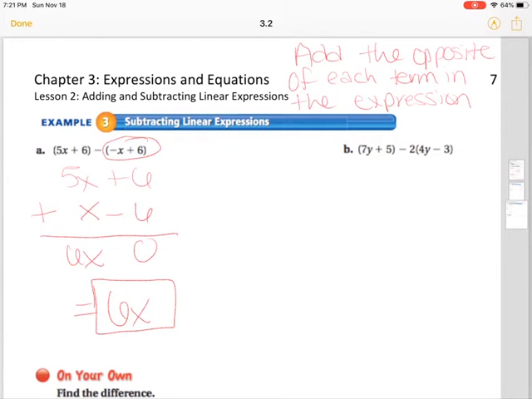So our answer here is 6x. All right, so we just did the vertical method. So on B, I'm going to try out the horizontal method to show you guys how that works. So first things first, as you guys notice, we have that 2 on the outside. So we have 2 of the 4y minus 3.